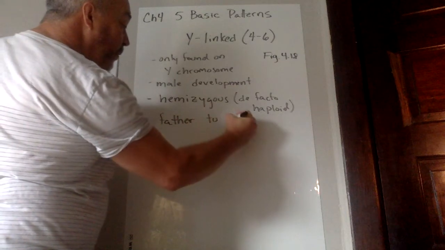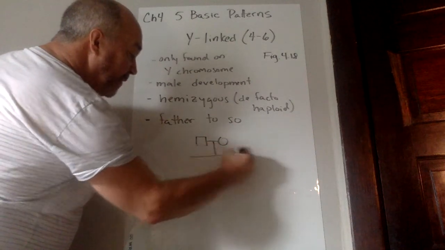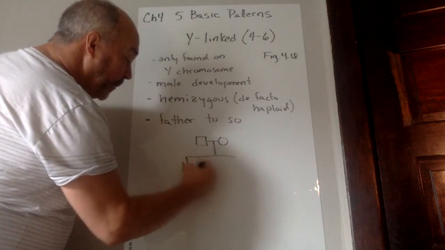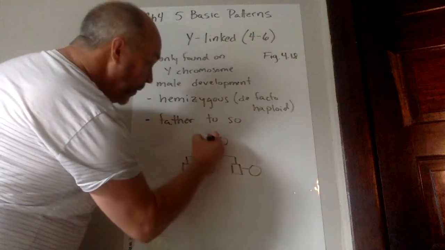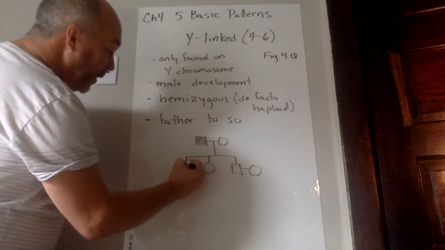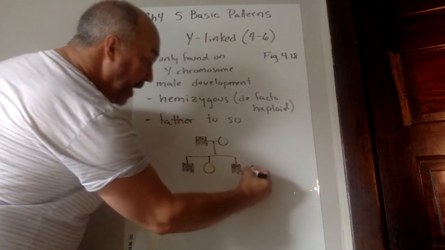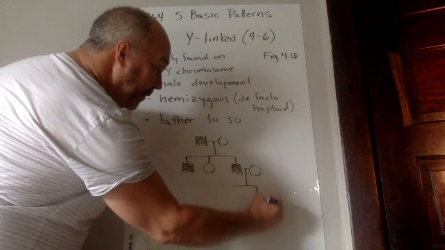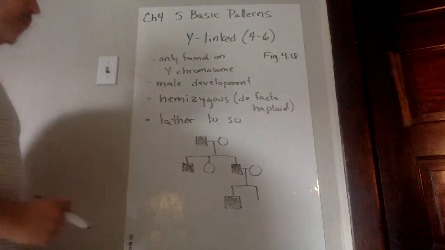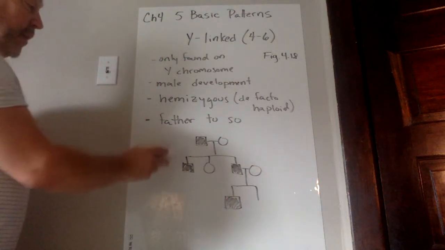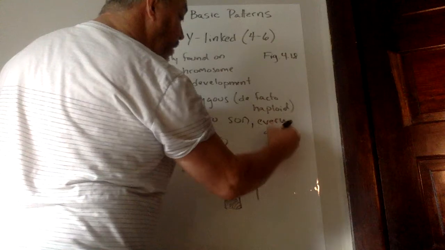father to son. In the pedigree, I'm going to draw one similar to what they have in the book, but you will see it. Father has it. Father must pass on a Y chromosome to sons, so therefore the sons will have it. If these sons have kids, then their sons will have it. So we see it pass father to son, and we see it in every generation.